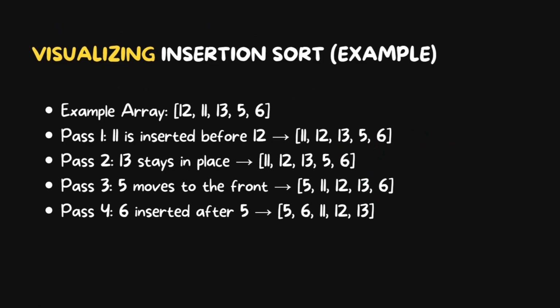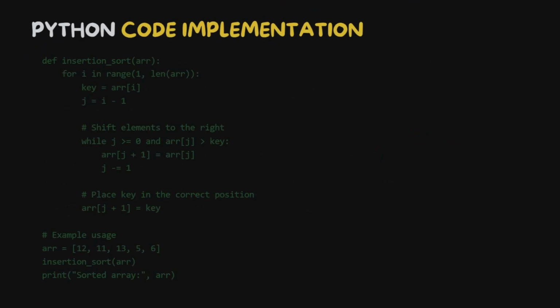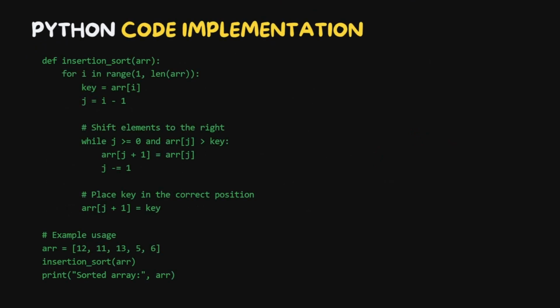Now that we understand the logic, let's implement this in Python. This is the Python code for insertion sort. Mainly, first we loop through the array starting from index 1. Then for each element, we compare it with the elements in the sorted section. After that, we shift the elements to make space. Then we insert the current element in the correct position.